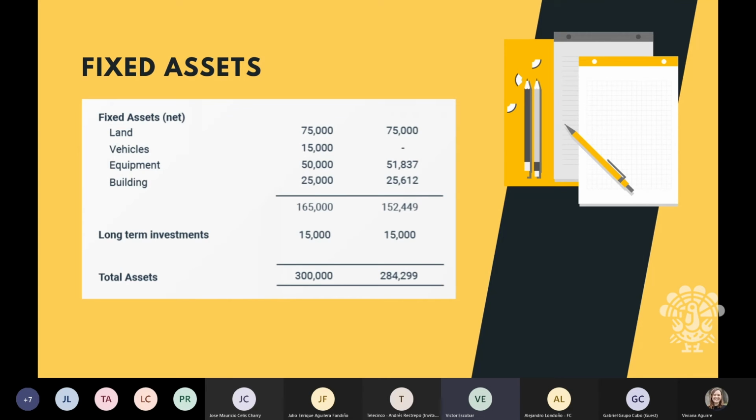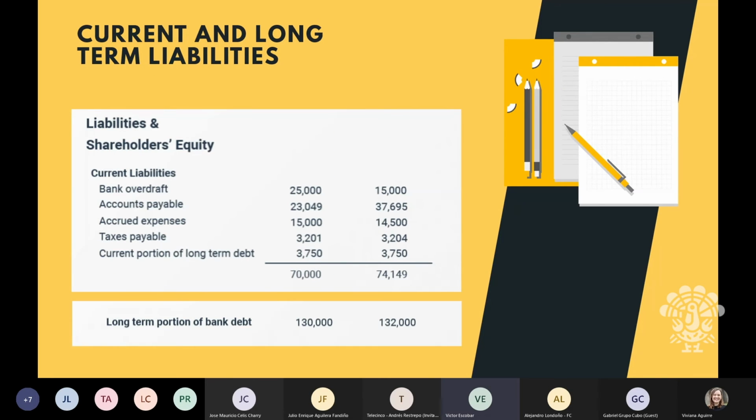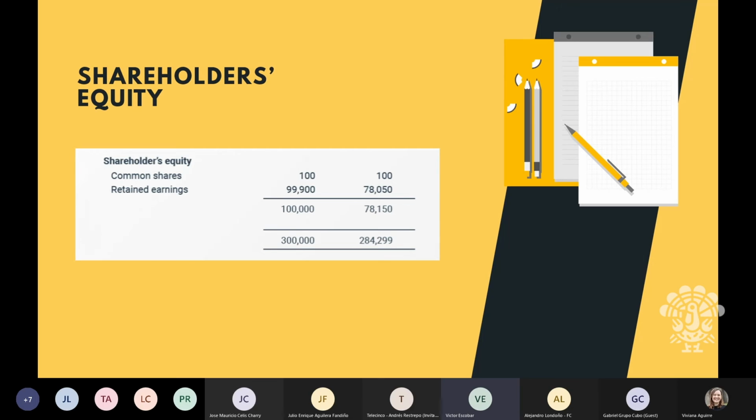So we were in fixed assets, and now we are checking your current liabilities and your long-term liabilities. In here is all your accounts payable, everything that you need to pay, all the taxes that you need to pay, the long-term debts that you may have with a bank or any financial institutions, that will be in your financial statement. And finally, you will get the shareholders' equity.